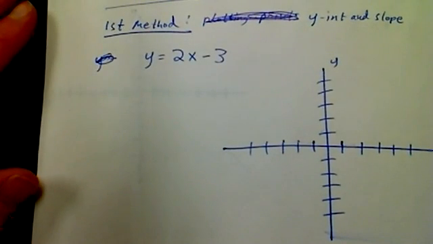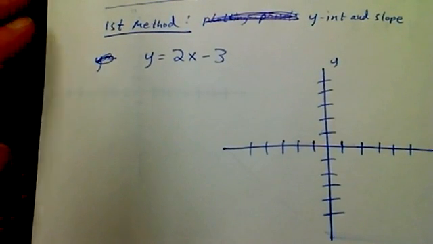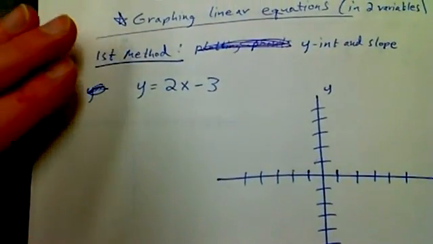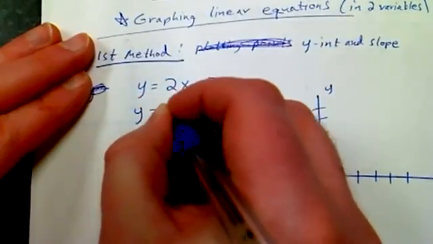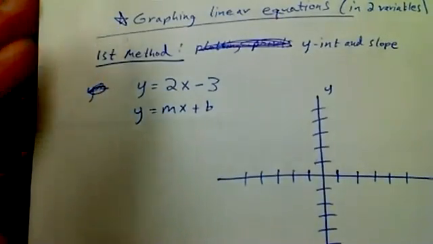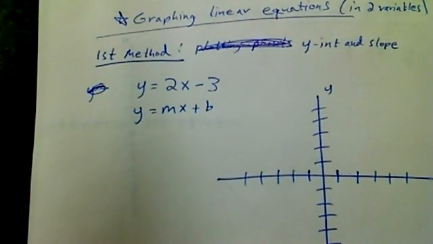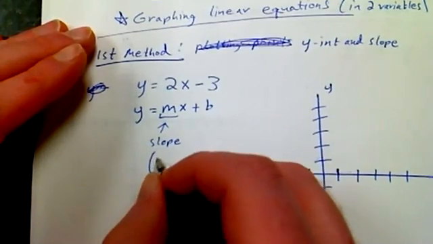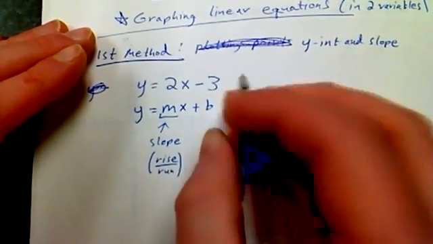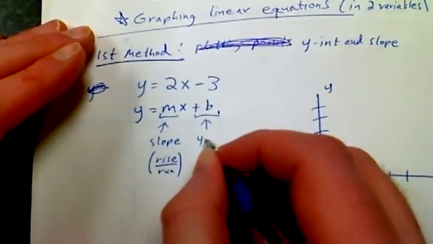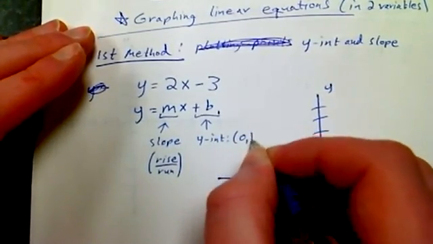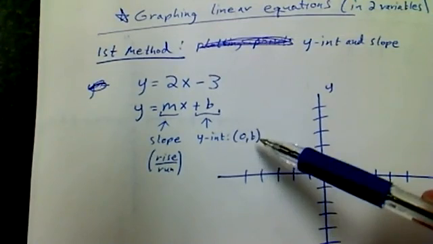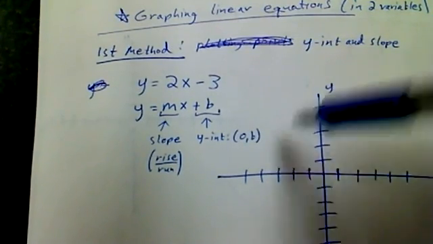And so what I want to do is remind you how we can graph these. One of the ways, I'll call it the first method, is to use the y-intercept and the slope. And the thing to remember here is this: y equals mx plus b. I'm sure you've probably seen that before. Where m is your slope, which we know is rise over run. And where b says that your y-intercept is at 0, b. It's important with the y-intercept to remember that it's actually a coordinate. You don't want to just put b, because it's a coordinate on this graph.